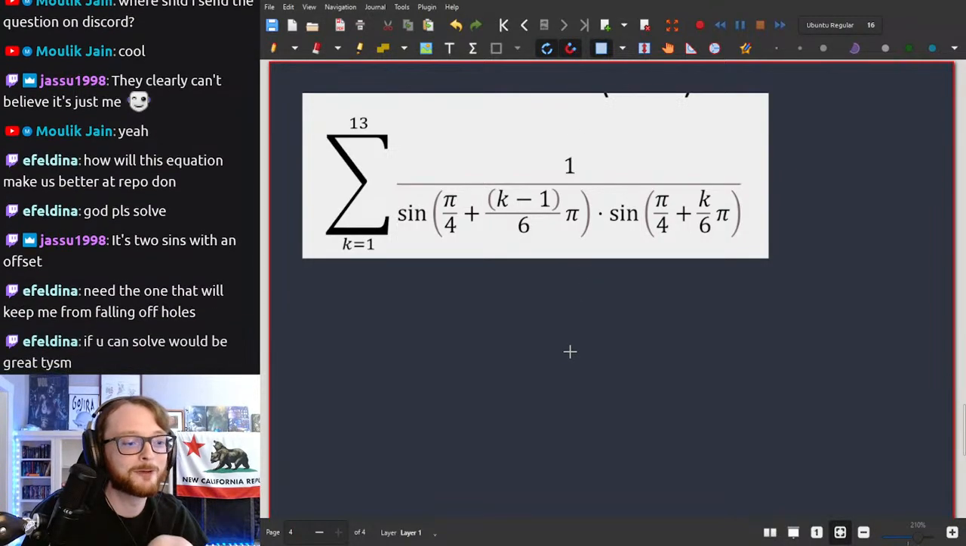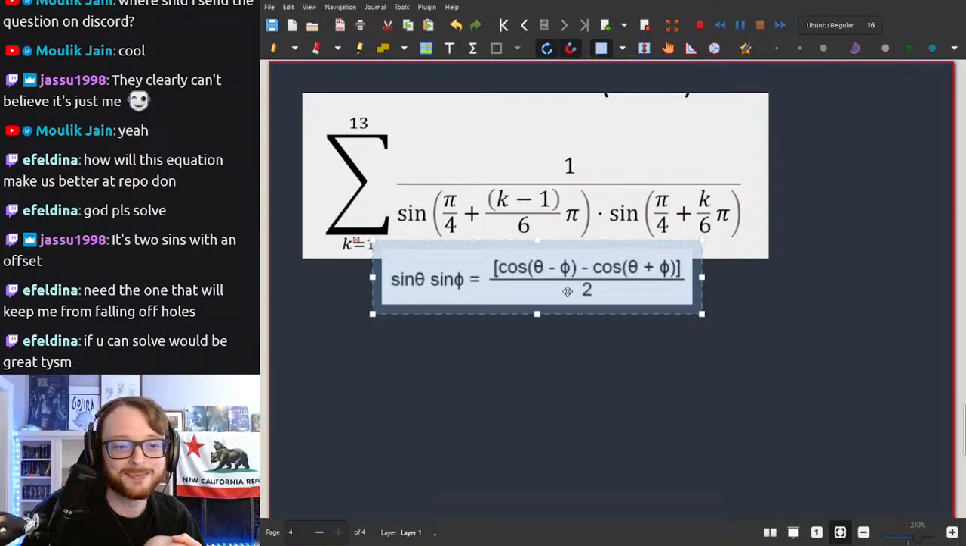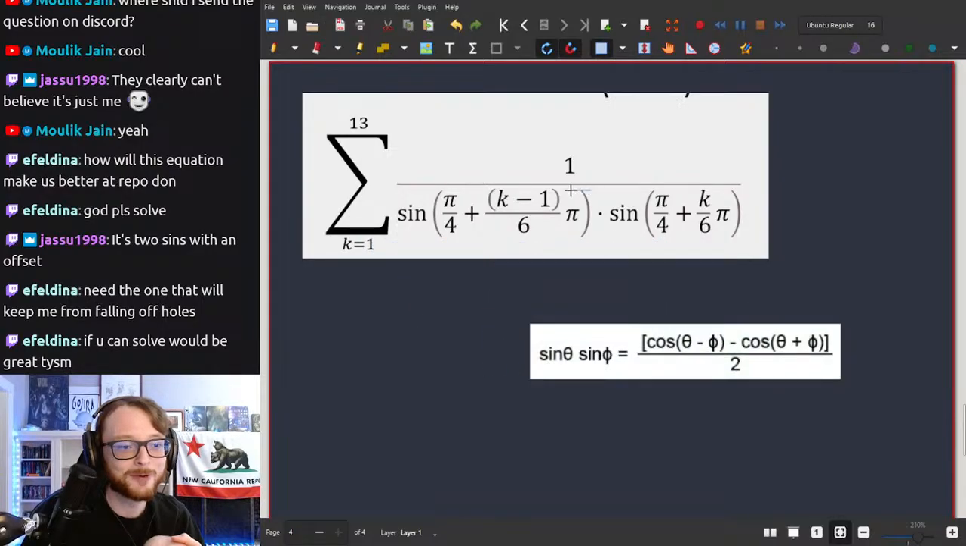Even keep it from falling in holes. Yeah. I'll try and find that equation right after.